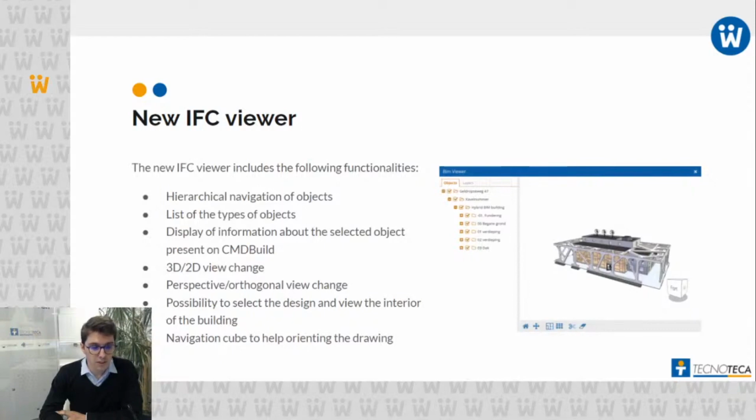The functionalities that we have implemented with this new IFC viewer are the hierarchical navigation of the objects, the list of the types of objects, the display of information about the selected object if it is linked to a card on CMDBuild, the 3D and 2D view change, the possibility also to change the perspective or orthogonal view, then the possibility to select the design and view the interior of a building, and then there is also a navigation cube to help users orienting the drawing.